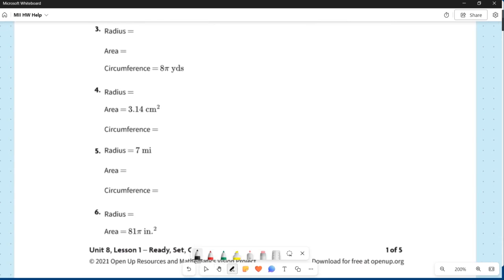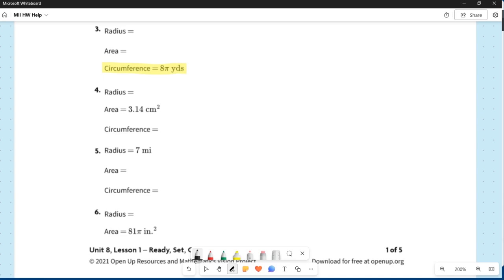Question 3. For question 3, we are given the circumference, and we are asked to find both the radius and the area. Well, going directly from circumference to area, it's not impossible, but it's definitely going to be easier if we get the radius first. So our plan here is we're going to use the circumference to sort of back into getting the radius, and then once we get the radius, we can plug in for the area just like we did with number 1. So again, the piece of information here that we're given is we're told that the circumference is 8 pi yards.